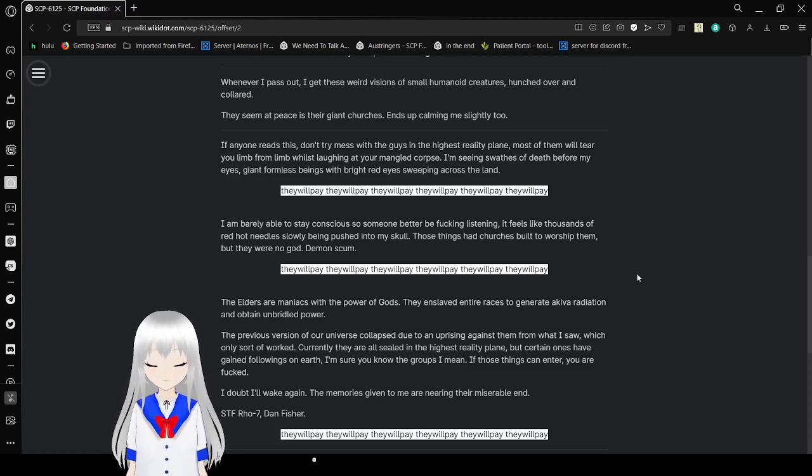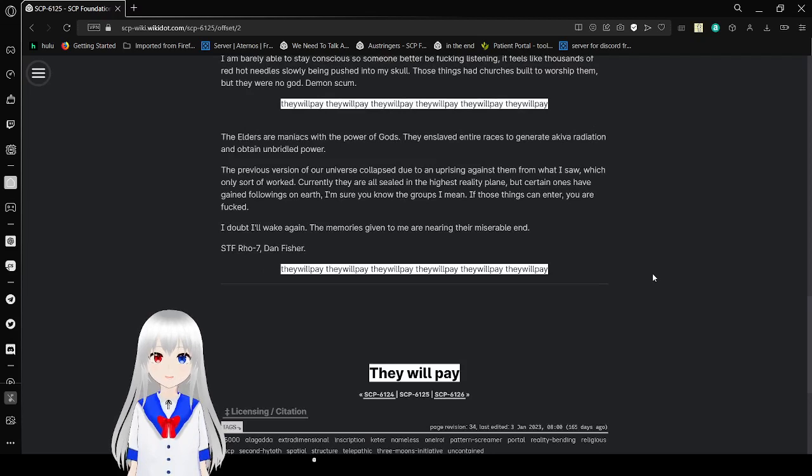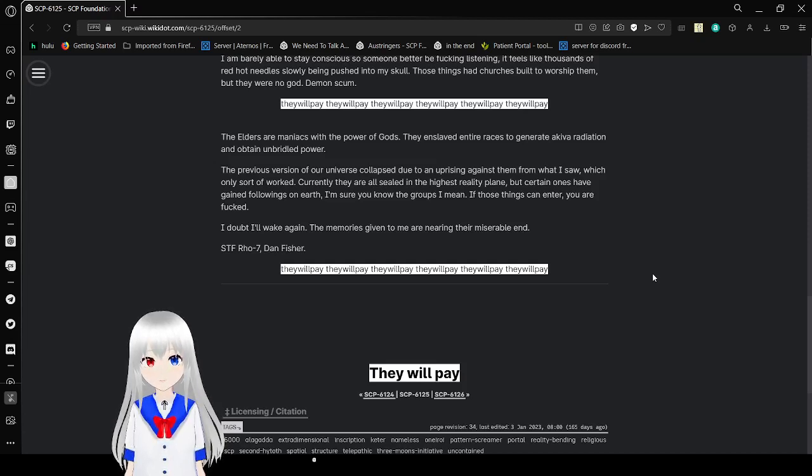The elders are maniacs with the power of gods. They enslave entire races to generate kiva radiation and obtain unbridled power. The previous version of our universe collapsed due to an uprising against them, from what I saw, which only sort of worked. Currently, they are all healed in the highest reality plane. But certain ones have gained followings on Earth. I'm sure you know the groups I mean. If those things can enter, you are fucked.